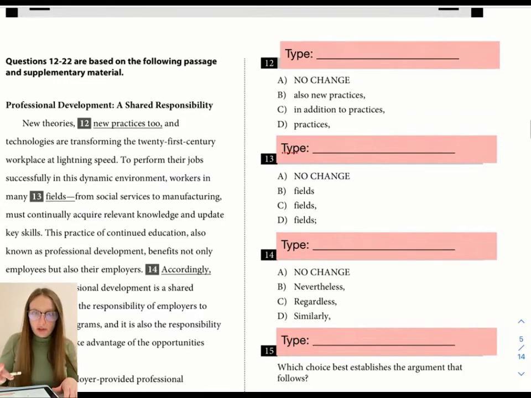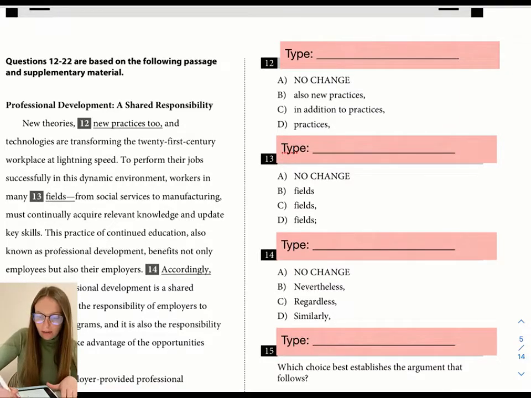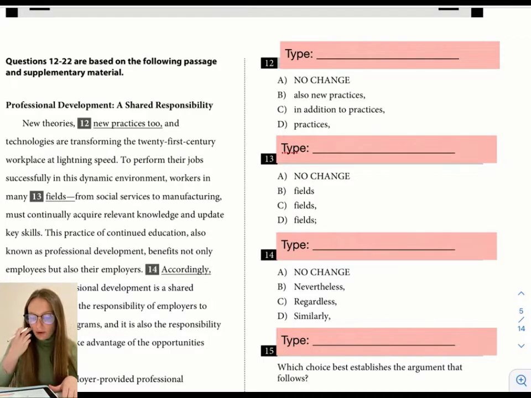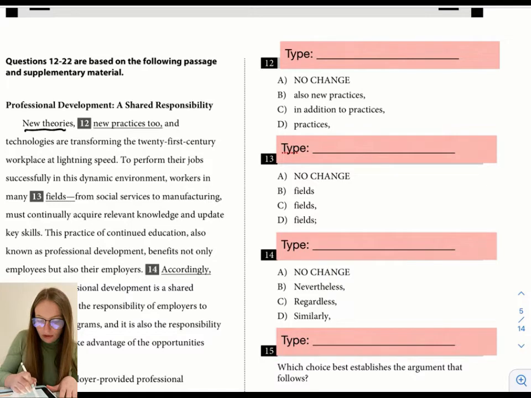Alrighty, so for each of the questions, we're basically going to categorize what type of question they are before we actually do them. So let's begin then with number 12. So number 12, I can see that we're basically creating a list here. It says new theories, new practices, and technologies. So it's basically a list question.